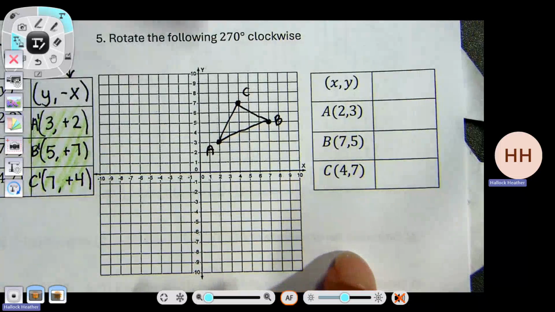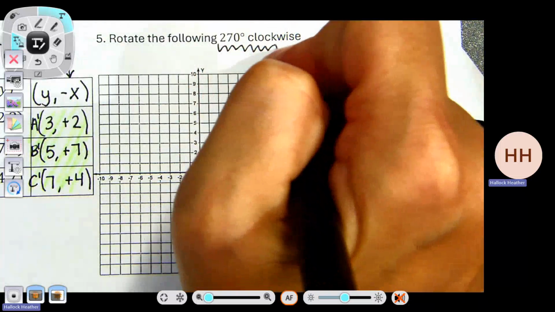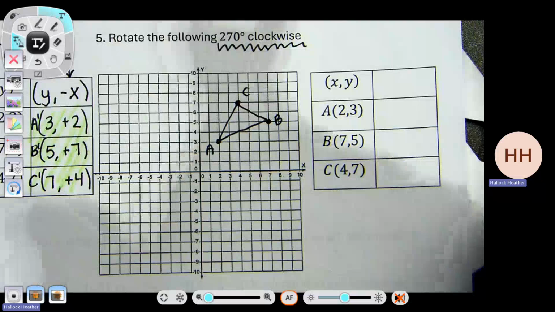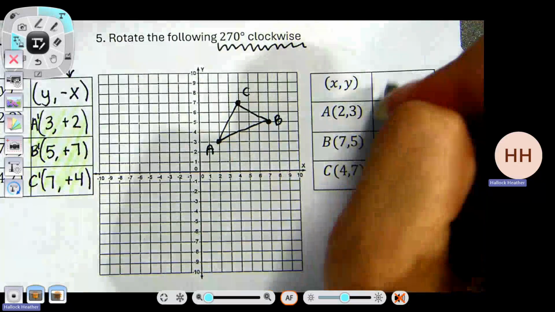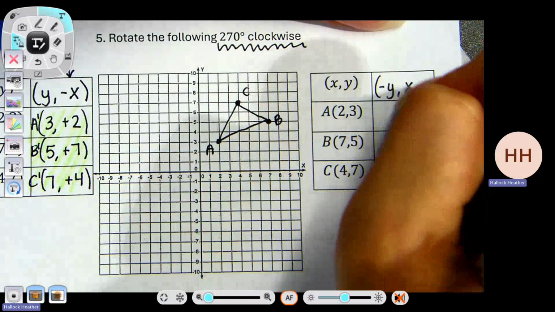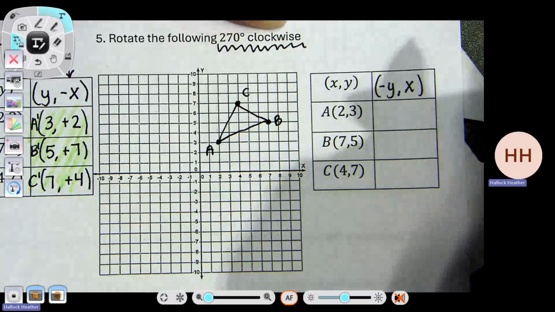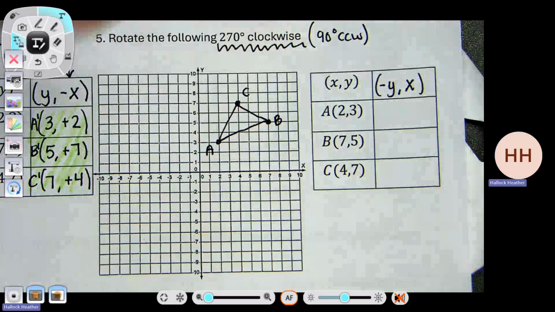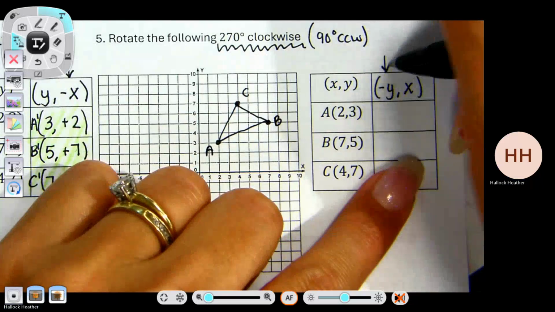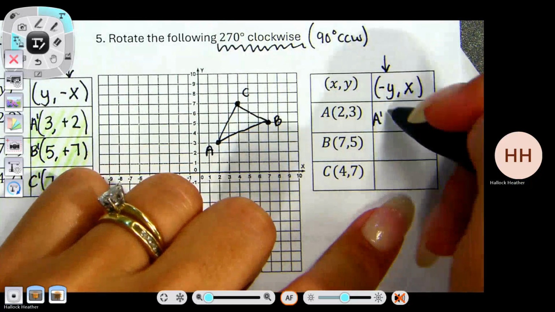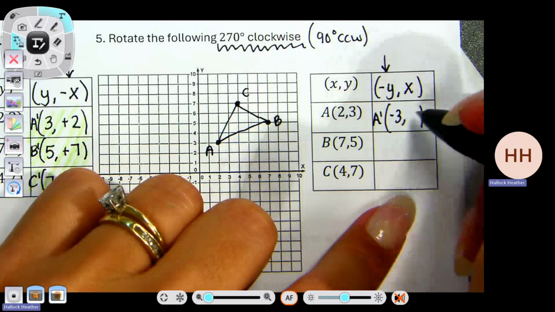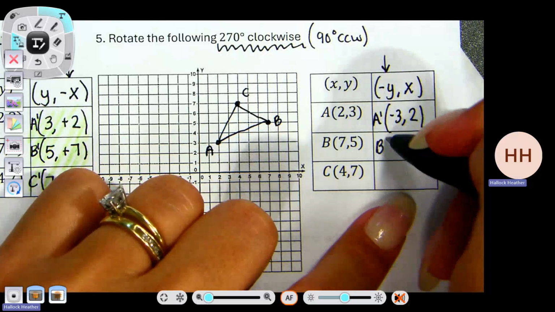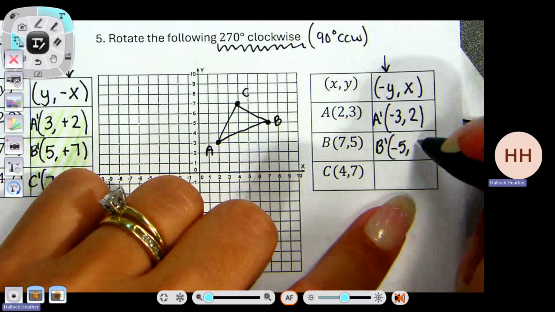Has anybody figured out the rule for 270 degrees? Yeah, (x, y) goes to (-y, x). Sorry, negative y, x. Good. So 270 degrees clockwise is the same technically as 90 degrees counterclockwise because they repeat. So you're doing two things: you're flipping your coordinate, and the front changes its sign. So where should A prime end up? -3, 2. Where's B prime? -5, 7.